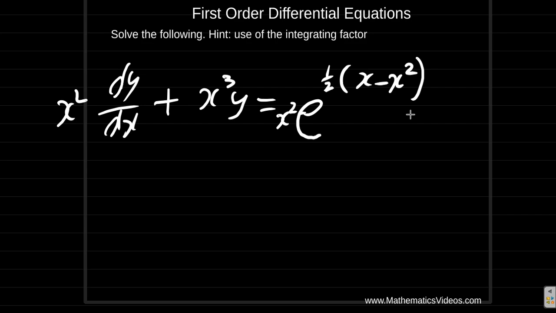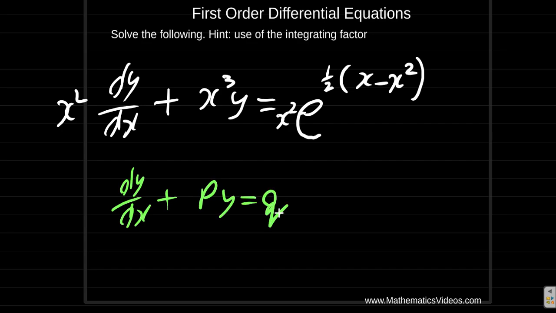Okay, so you're finished? Alright, so let's work it out. The hint is to use the integrating factor. As long as you can write it, or you have it in the form dy by dx plus py equal q, then you can use the integrating factor to solve it.